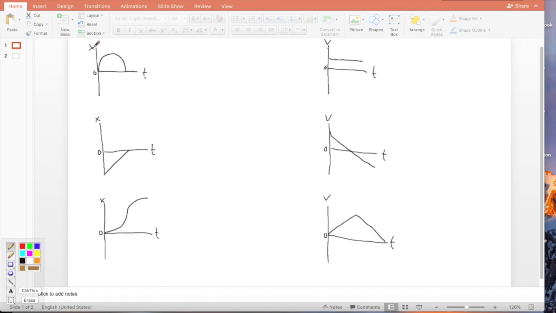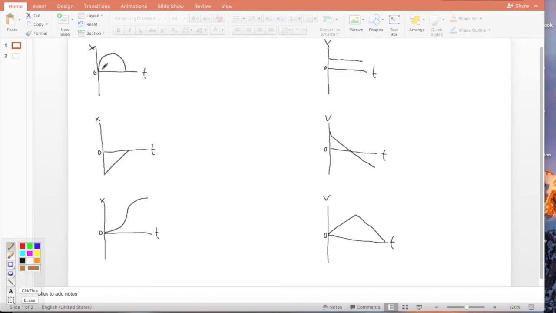Okay, what if I asked you to look at these position time graphs over here, look at the velocity time graphs over here, and match them up? Which position graph matches with which velocity graph? I'm going to give you a moment to do that. All right, let's look at this first one.